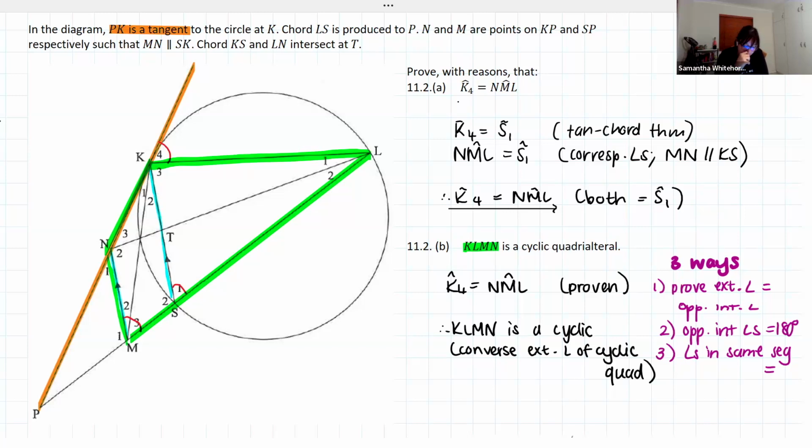Right, so now we know that KLMN is a cyclic quad, and because you've proven it, for any further questions that you now answer, you can use cyclic quad theorems in KLMN.